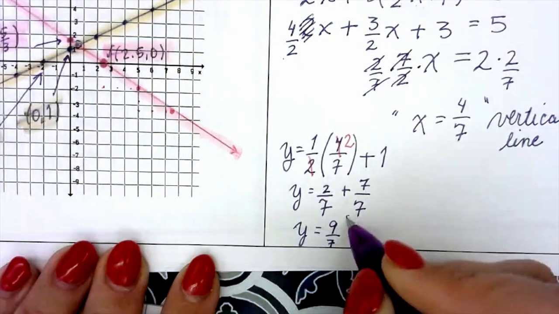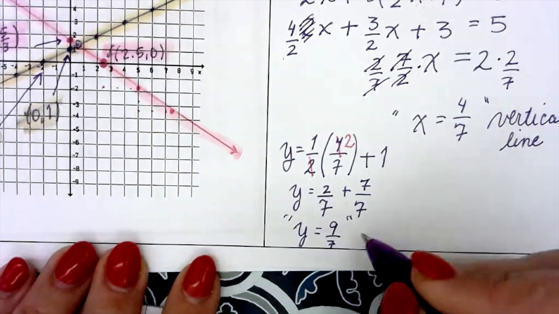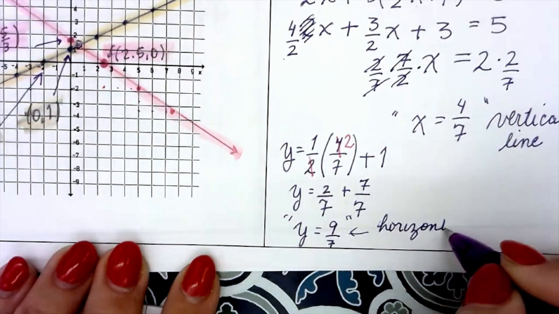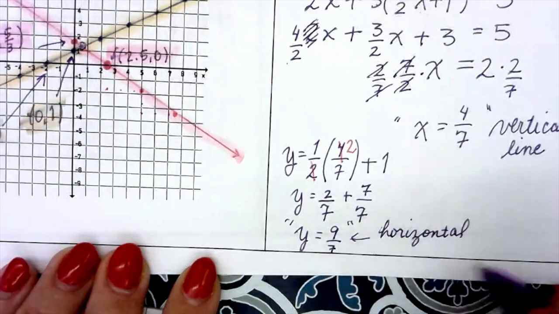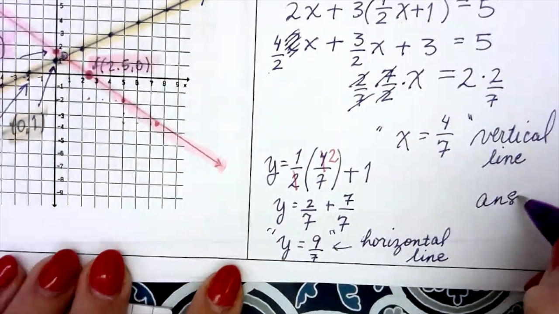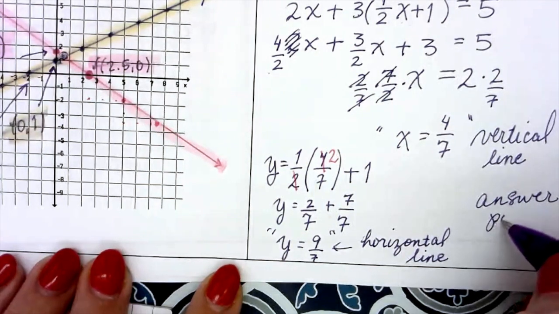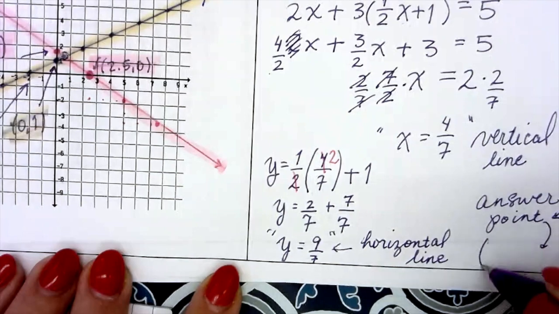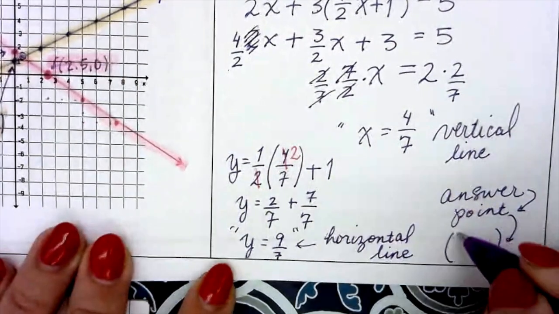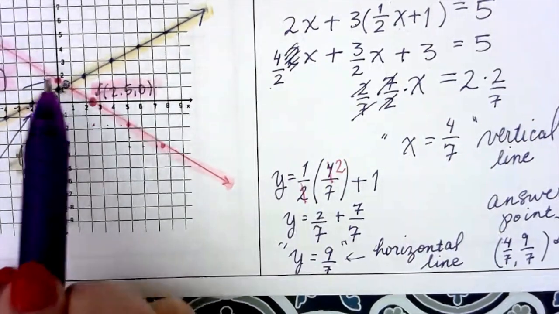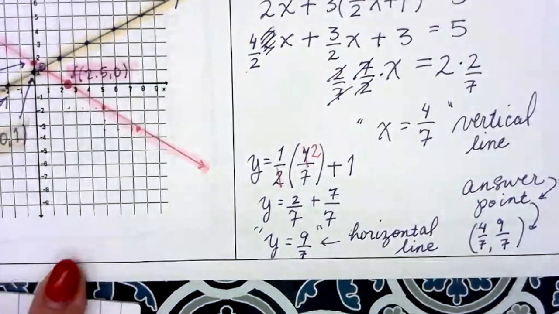Again, that is not an answer. You don't leave it like this. That is the equation of a horizontal line. You're finding a point, an ordered pair, a solution to a system of equations. So your answer is the coordinate point, ordered pair, which is the x comma y 4/7, which is less than 1, comma 9/7, which is greater than 1. So yes, we moved over less than 1 and we moved up greater than 1. So sounds good to me.